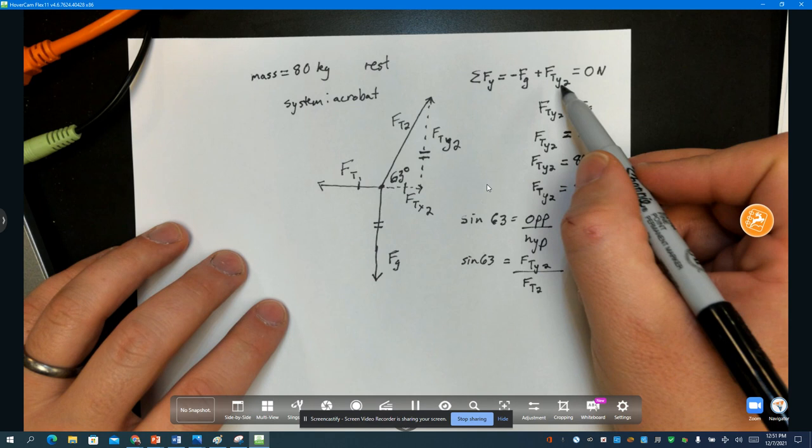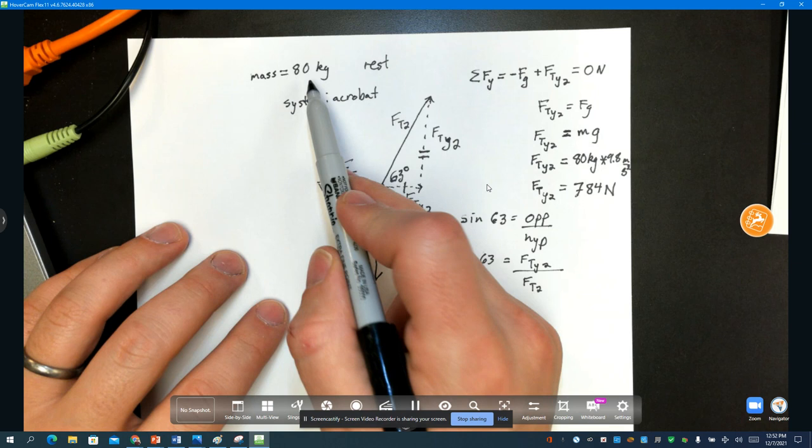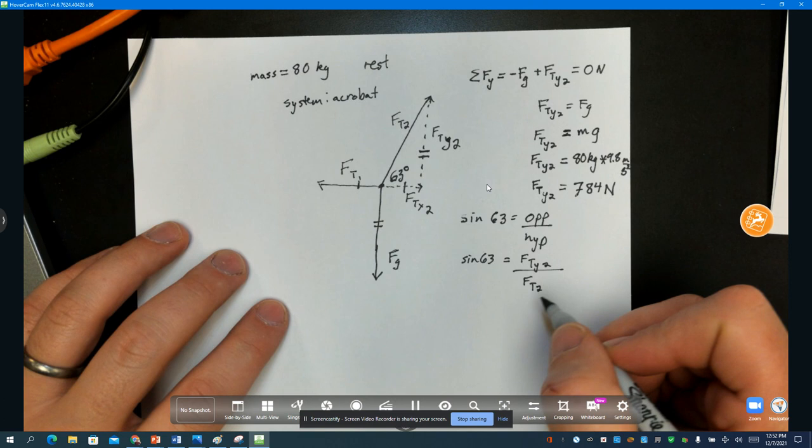So then I could solve for FTY2, and I get that it is equal to the force of gravity, or mass times little g, which is 9.8, times the mass, which is 80 kilograms. So I get that this right here, FTY2, is 784 newtons. Now, I can use that information in order to help me figure out rope 2.